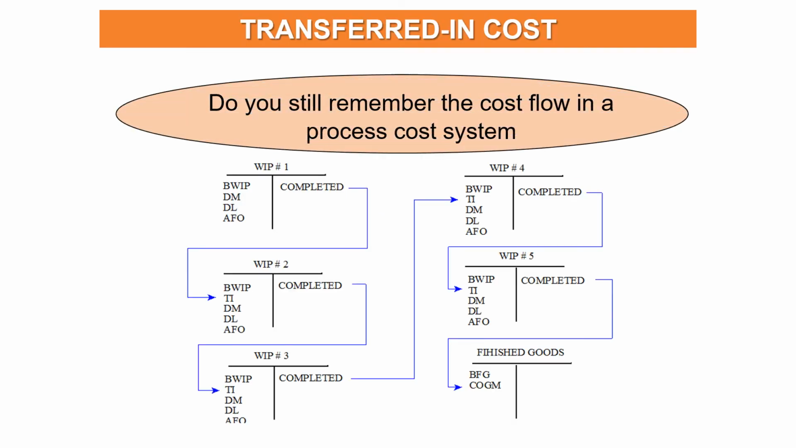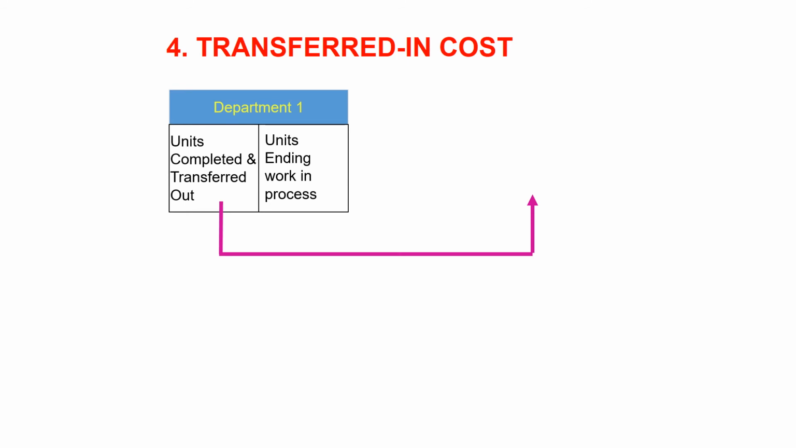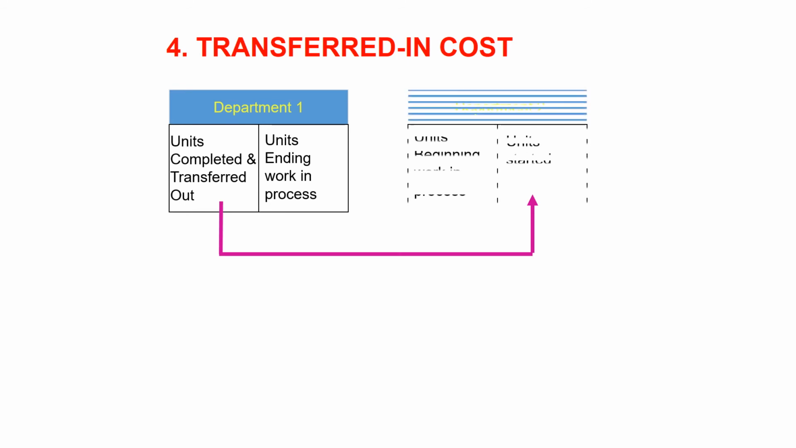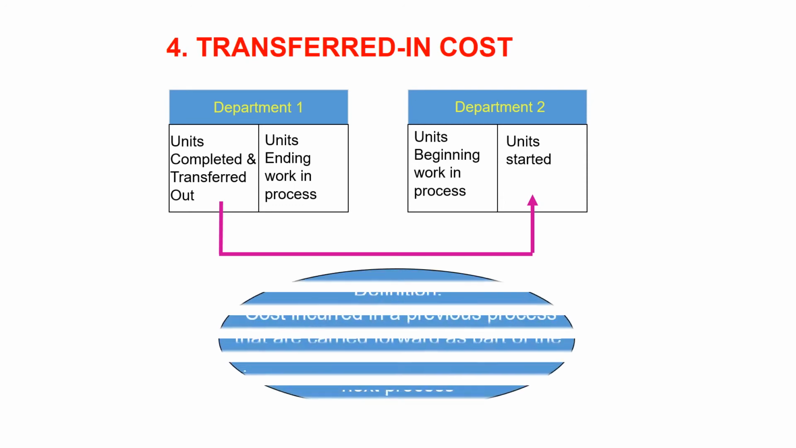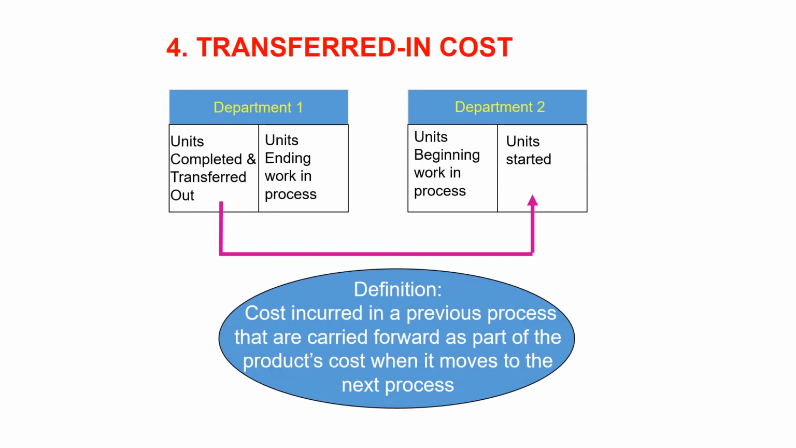Transferred in cost. Do you still remember the cost flow in a process cost system? The work in process 1 will be transferred to work in process 2 and so on until it is completed. Look at the diagram. Transferred in cost: in Department 1, completed units will be transferred out into the Department 2 and would be the started units for the Department 2. Cost incurred in a previous process that are carried forward as part of the product's cost when it moves to the next process.